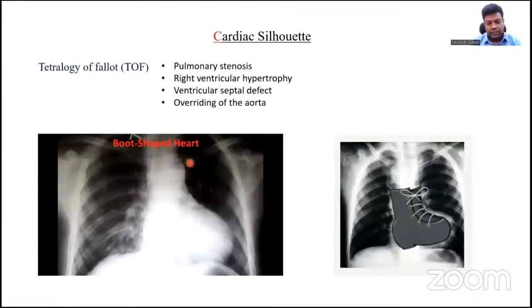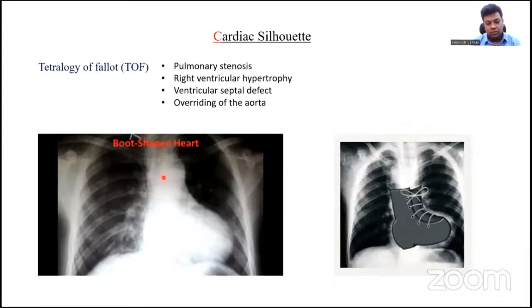It is a very interesting X-ray of a patient with cyanotic heart disease, pediatric age group, known as tetralogy of Fallot. In tetralogy of Fallot, there are 4 things: pulmonary stenosis leading to pulmonary oligemia, right ventricular hypertrophy, ventricular septal defect, and an overriding of the aorta.